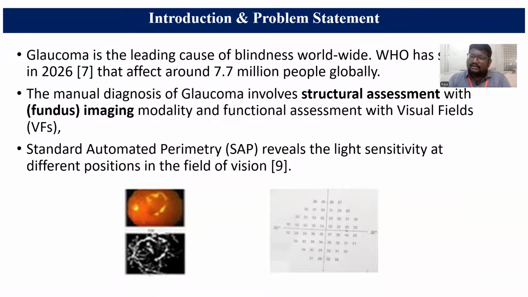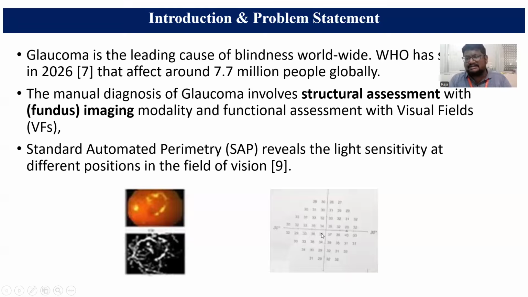The manual diagnosis of glaucoma involves structural assessment and functional assessment, as we can see in the figure below. The structural assessment is where the doctors look at the fundus image or OCT image. Here we are strictly restricting ourselves to fundus. They see the structural changes in the fundus image corresponding to glaucoma or any disease.